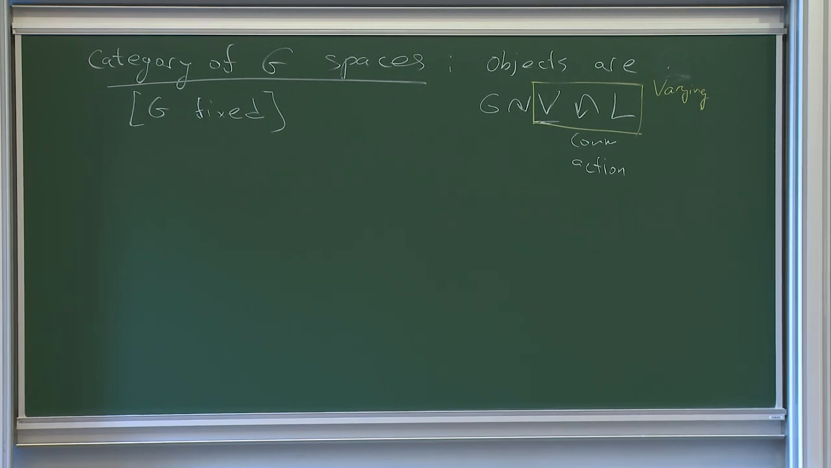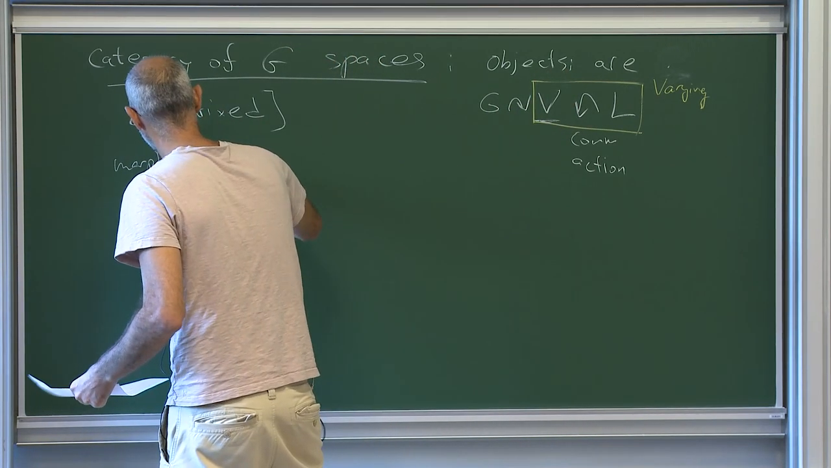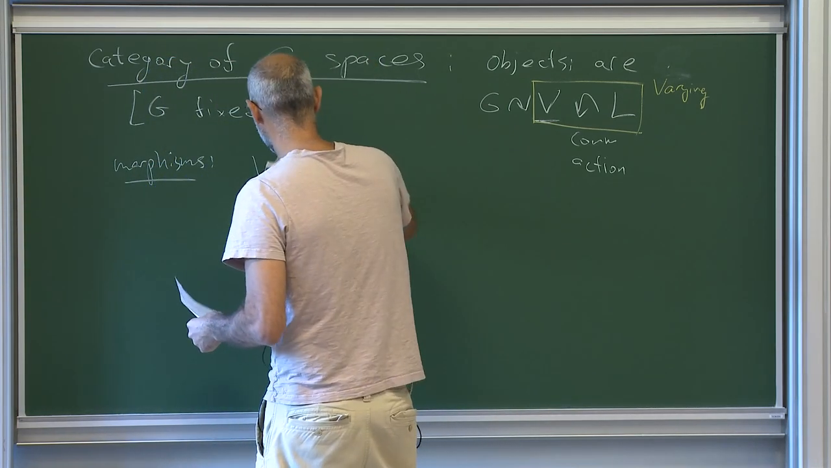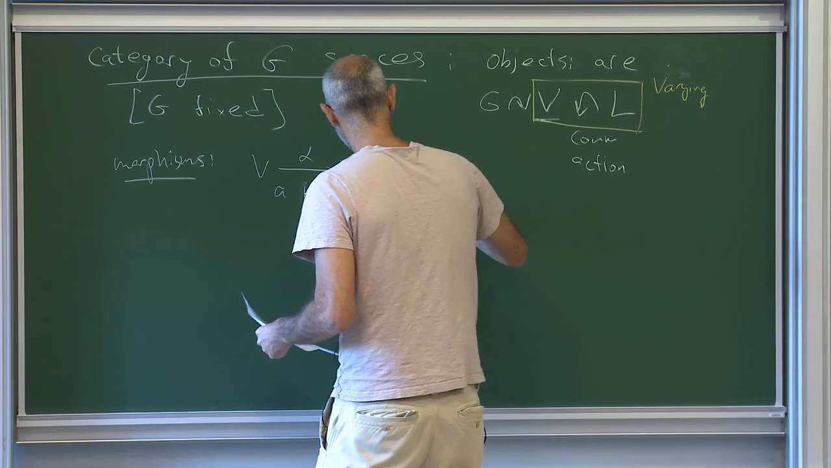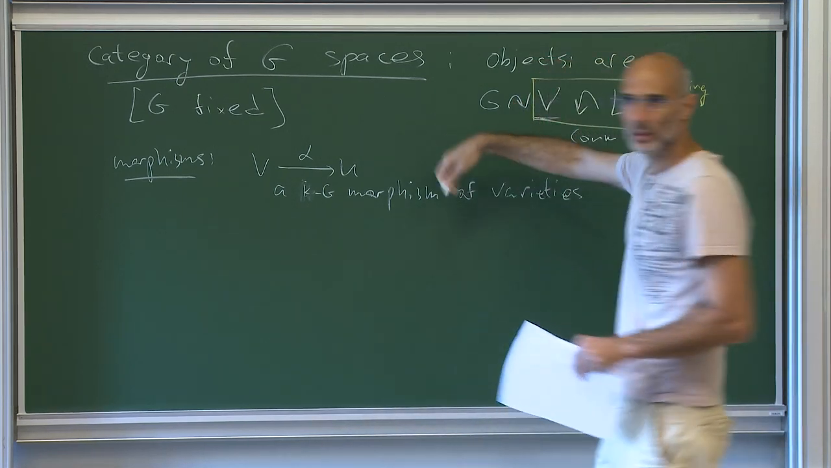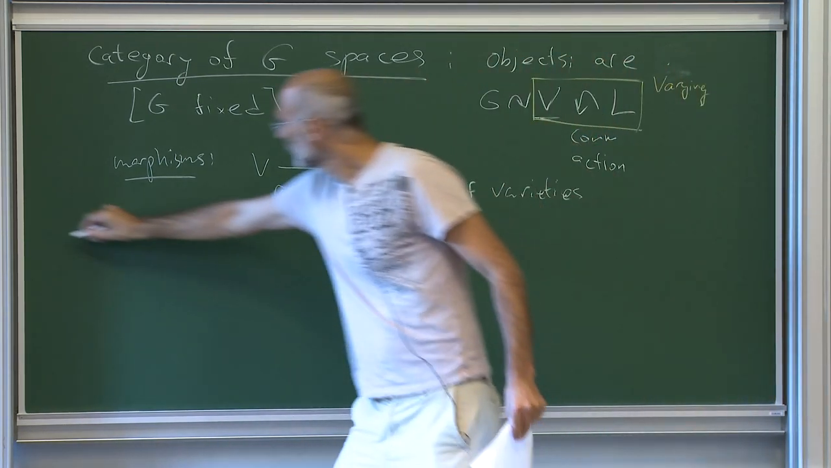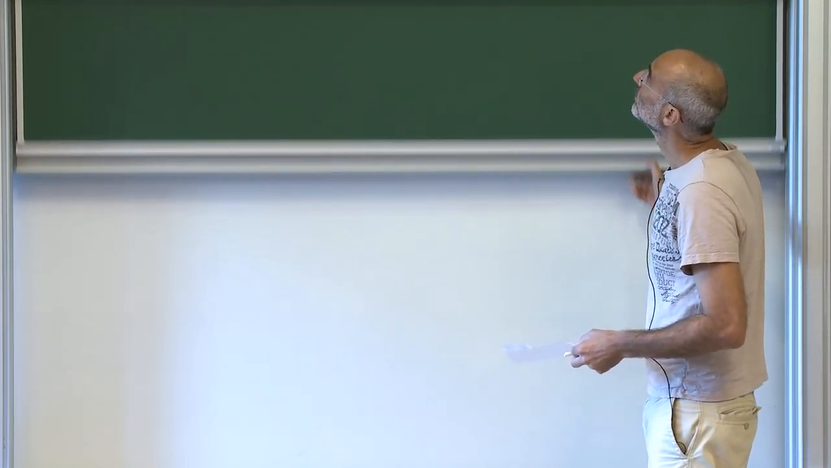And morphisms, of course, you know it, but I'll write it down. V to U, KG map, KG morphism, without caring about L equivariance, as I said. So this is completely algebraic geometric category. And now the functor. Let's use this board. Between these two categories.